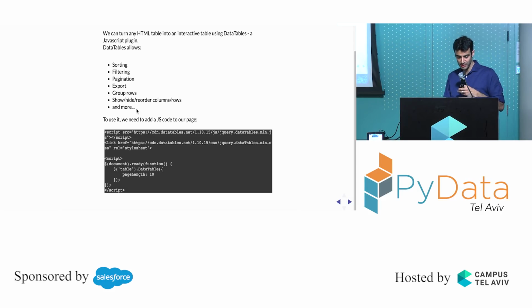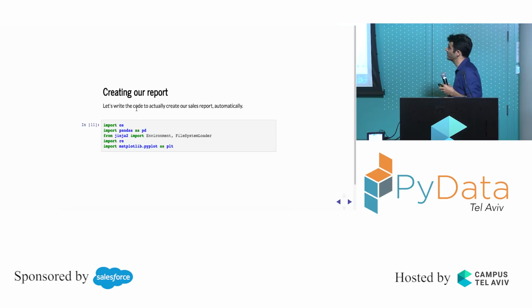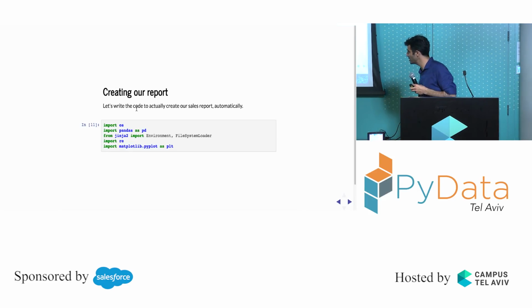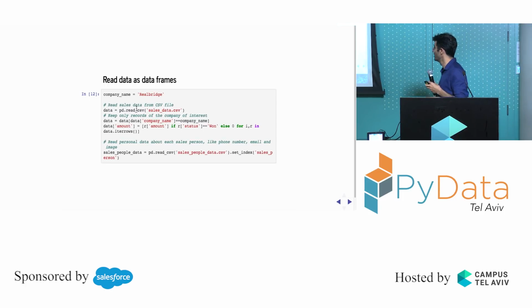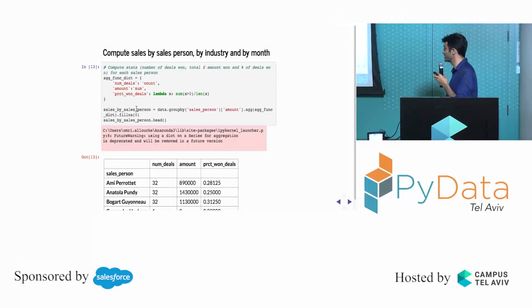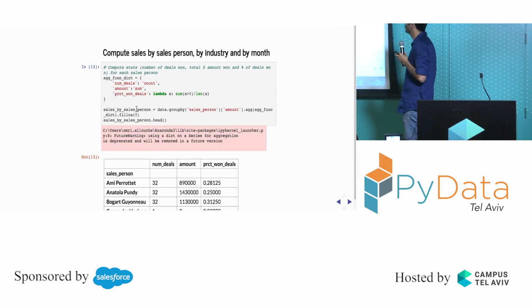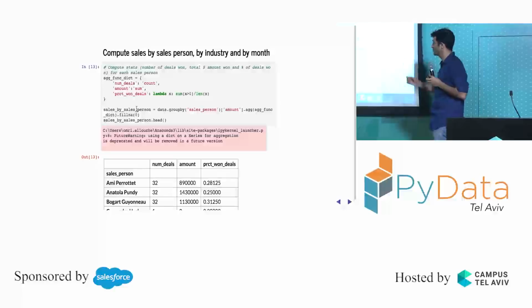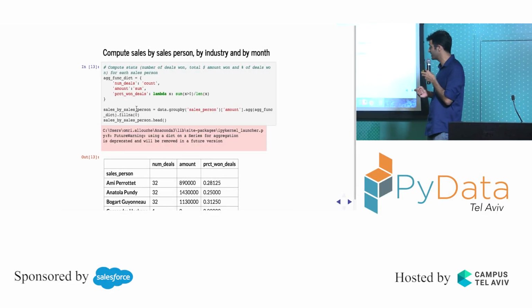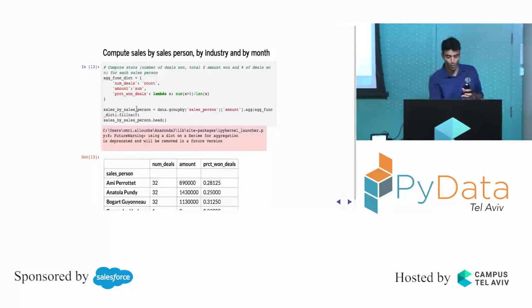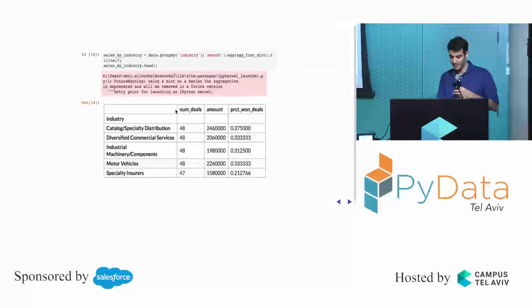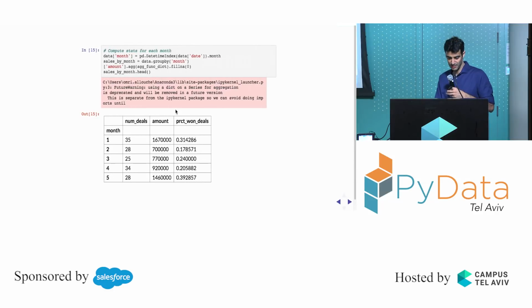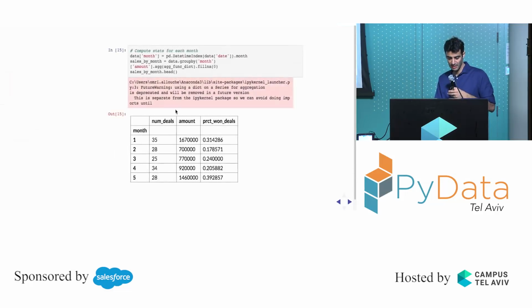paginate through the pages. And if we want to create our actual report, and this is the code that generates that, we just import the relevant packages. We load the data and focus on just the one company that we want. We group our sales information by the salesperson, the industry, and the month with the simple groupby function of Pandas. So we create different data frames, okay? Here by industry and here by month.